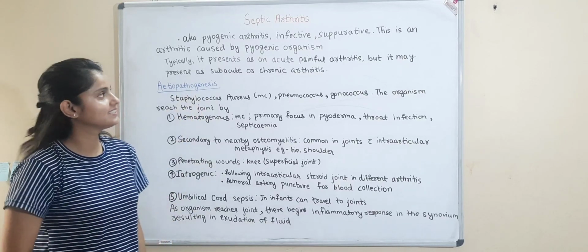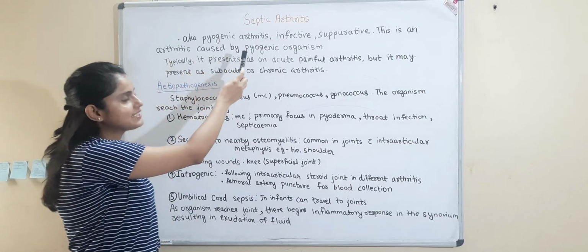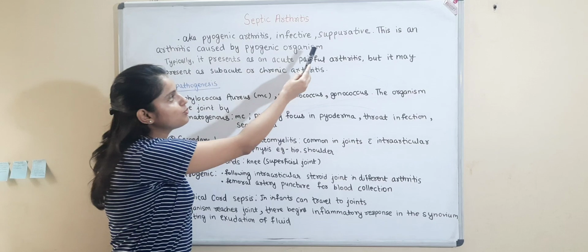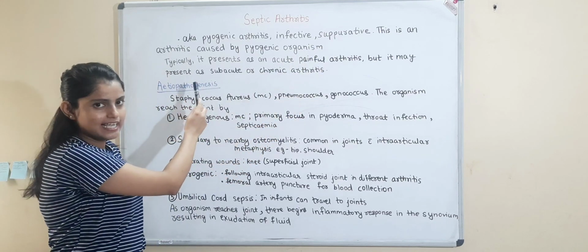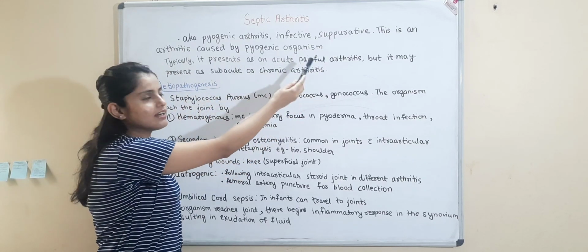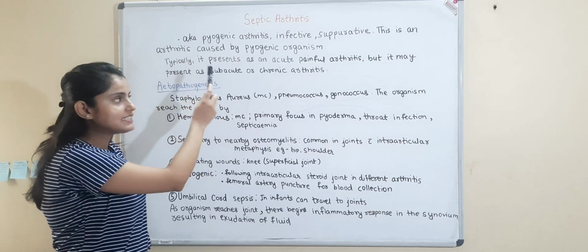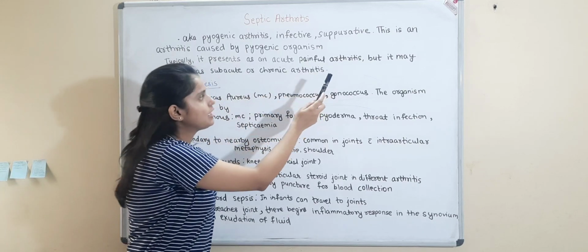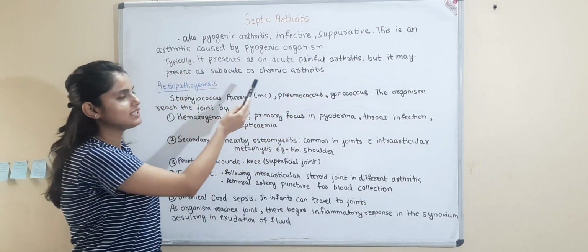About septic arthritis. It is also known as pyogenic arthritis, infective arthritis, suppurative arthritis. This is an arthritis which is caused by pyogenic organism. Typically, it presents as acute painful arthritis, but it can be subacute or chronic arthritis.